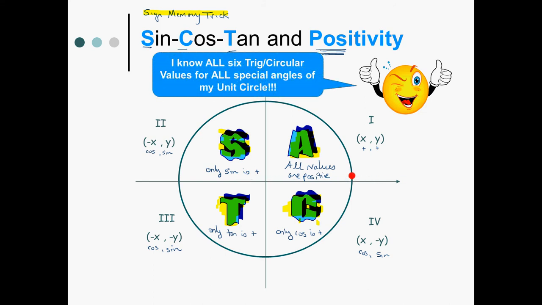Now you know all six trig or circular values for all the special angles of my unit circle, including the boundaries: pi over 4, pi over 6, pi over 3, pi over 2, and pi, and all their values in every quadrant. Quadrant 1, 2, 3, and 4. Woohoo! Now let's put these to use.